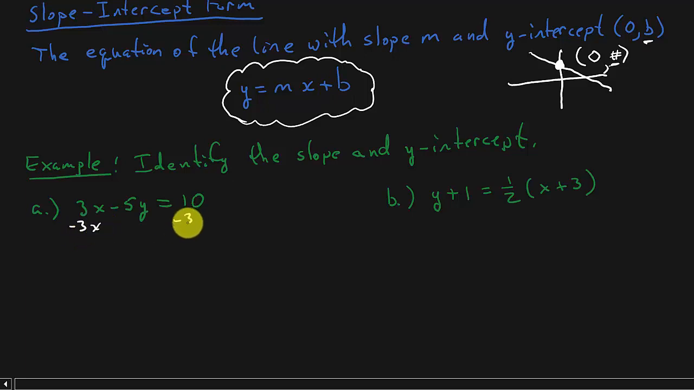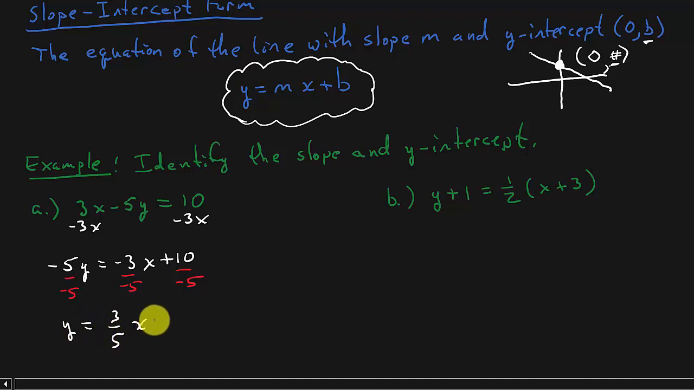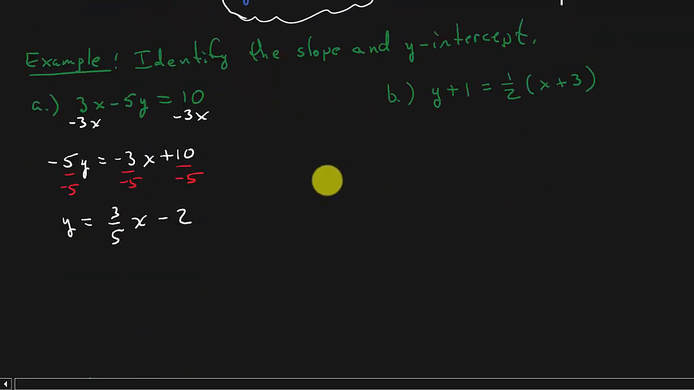So subtract 3x. So I get negative 5y equals negative 3x plus 10. And then I'm going to divide everything by negative 5. And so I'm going to get y equals 3/5 x minus 2. All right. So now you can see I have it in this form here. mx plus b. The m x and the b. It's a minus, but that's fine.